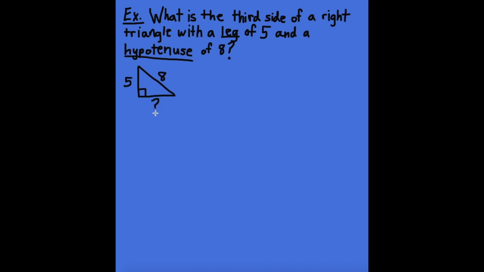Now that we have our picture, let's do the calculations. The Pythagorean theorem says c squared equals a squared plus b squared. Since c is the hypotenuse, we will substitute 8 for c. Then, we will substitute 5 for a since it is the leg. We will get 8 squared equals 5 squared plus b squared. We will get 64 equals 25 plus b squared.